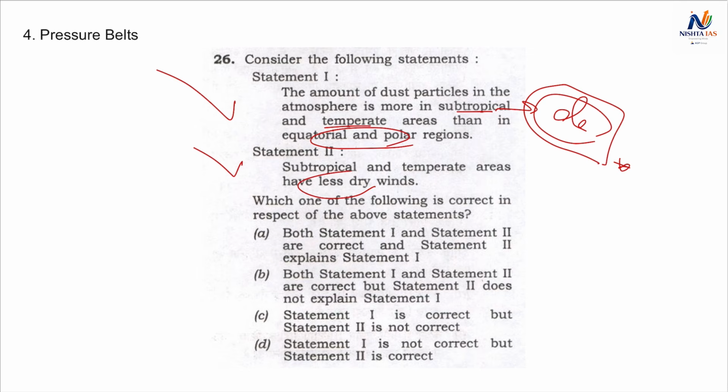Coming to statement 2, the subtropical and temperate areas have less dry winds. No, they have more dry winds rather than less dry winds. And in the tropics we have less dry winds because of heavy rainfall. So statement 2 is wrong. Our answer will be C.